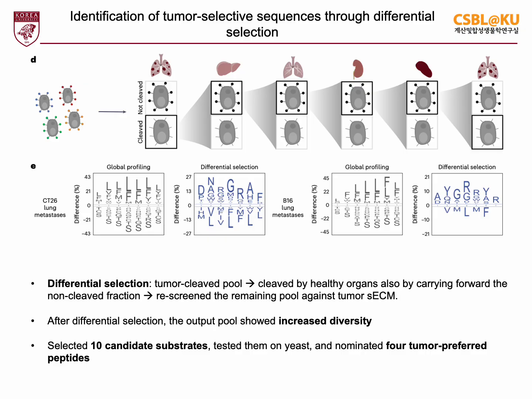NGS confirmed that the sequence composition shifted after this process, and from these enriched outputs, the authors chose 10 candidates and narrowed them to 4 tumor-preferred substrates for downstream validation.